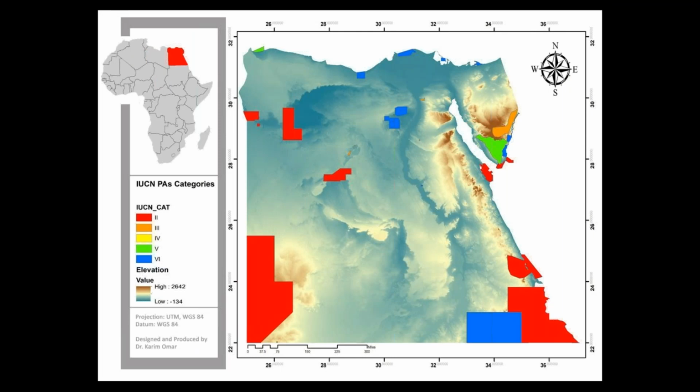Here is the distribution of 30 protected areas in Egypt, ranked based on the IUCN criteria as national. Some of them are national parks, some are natural monuments, some are habitat and species management areas, others are protected landscapes, and others are protected areas with sustainable use of natural resources. Next slide, please.